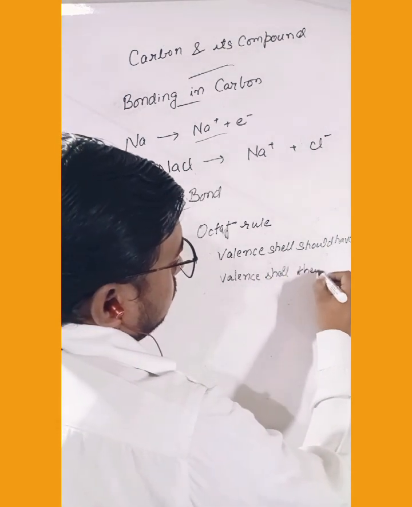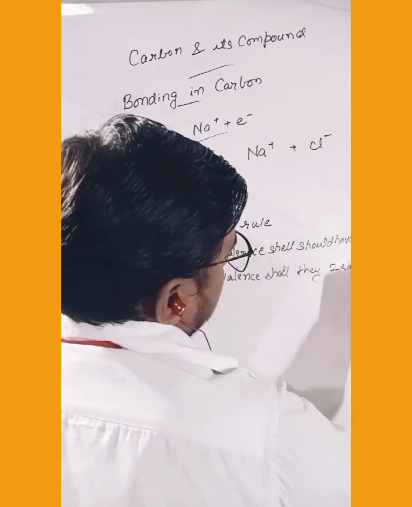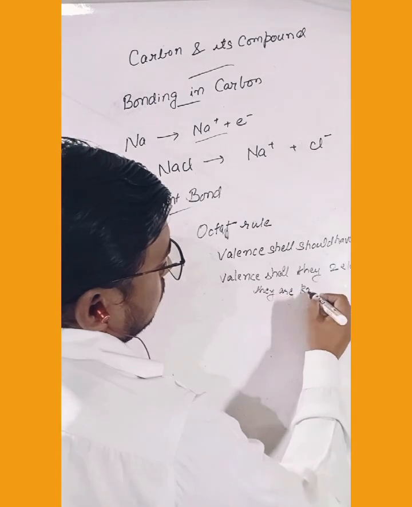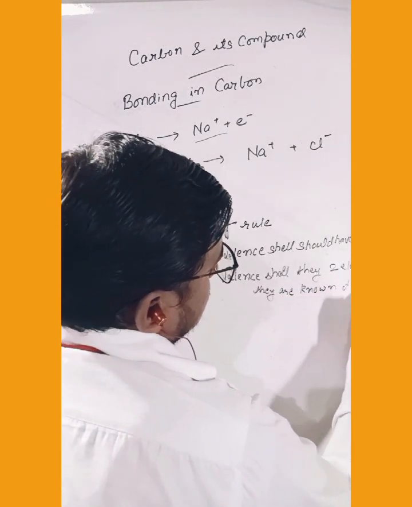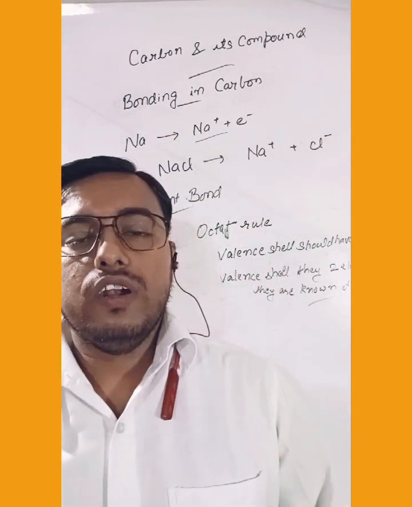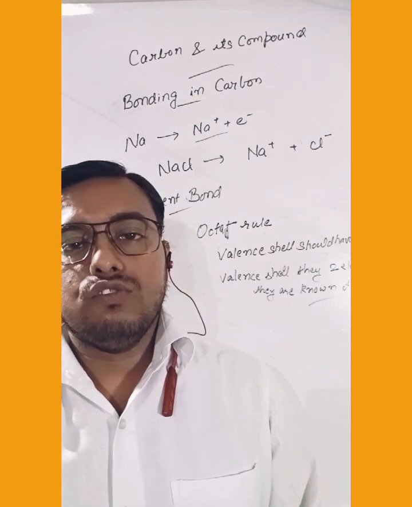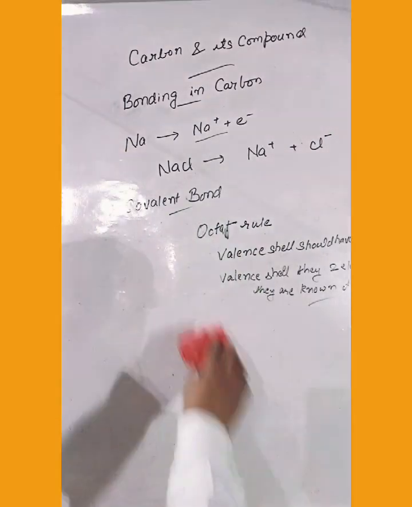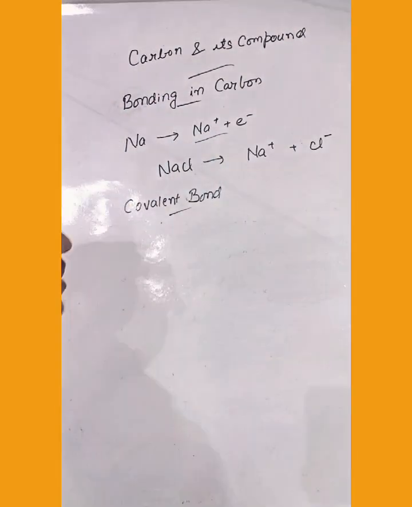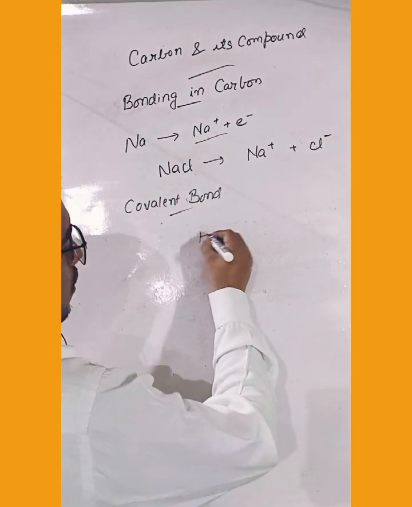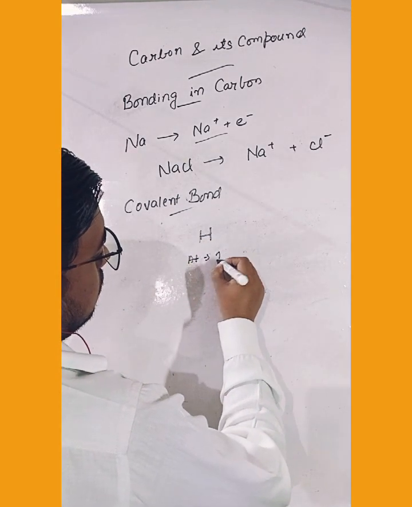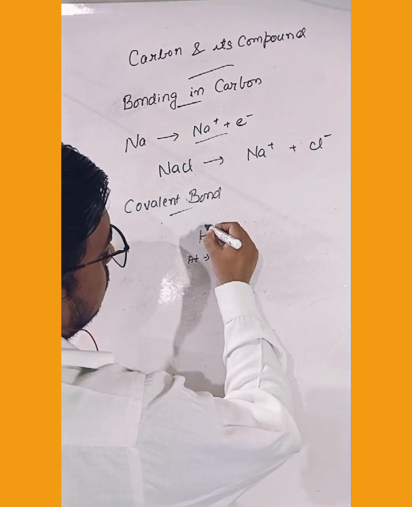Those which have 2 electrons in the valence shell are known as duplets. Now, as we know that in the covalent bond the sharing of electrons takes place, I am taking an example. Take the example of hydrogen. Hydrogen has atomic number 1, so it has 1 electron.